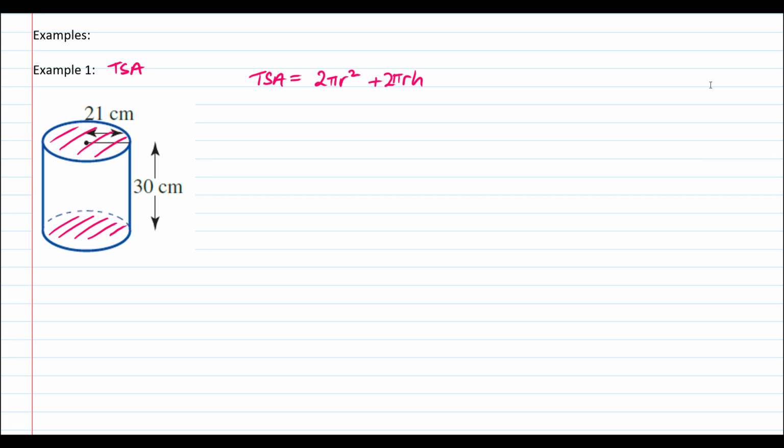2 pi r h, which gives us the area around the outside, this bit here, because this is 2 pi r and this is h. And so now I just need to substitute into this formula. So that gives me 2 pi times 21 squared plus 2 pi times 21 times 30. And if I evaluate that on my calculator, I get 6,729.2915 centimeters squared.